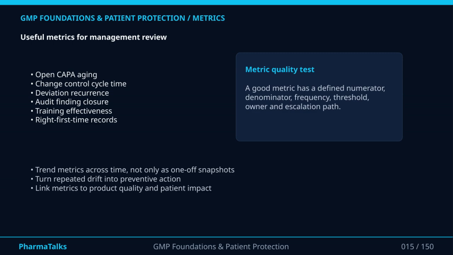It should have a clearly defined numerator and denominator, specify how often it is measured, set thresholds for acceptable performance, and have an assigned owner along with an escalation path if issues arise. It's essential to trend these metrics over time rather than relying on single data points. Doing so helps identify patterns or repeated deviations that can be addressed proactively. Ultimately, these metrics should be connected to the quality of the product and the protection of patients, ensuring that our processes support safe and effective outcomes.